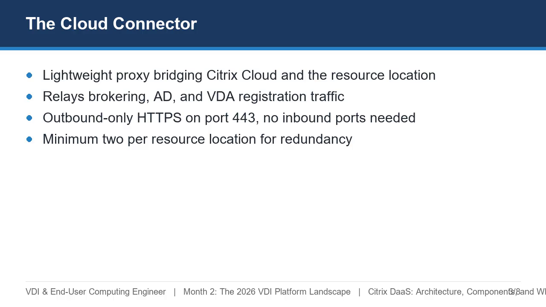Every resource location needs at least one cloud connector, and Citrix recommends at least two for redundancy. It's a lightweight Windows Server role that proxies communication between Citrix Cloud and your Active Directory, hypervisor, and session hosts, using an outbound-only HTTPS connection on port 443. No inbound firewall ports are needed, the same reverse connect philosophy you'll see again when we cover AVD networking in Module 3.